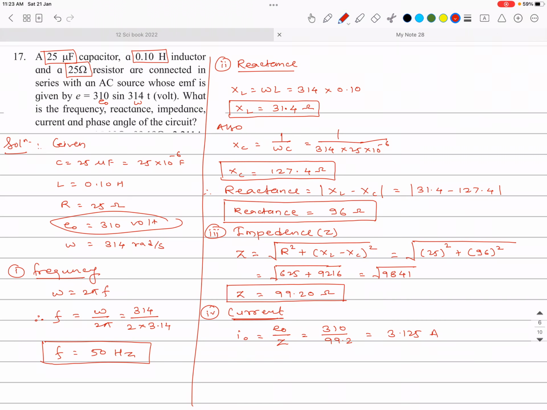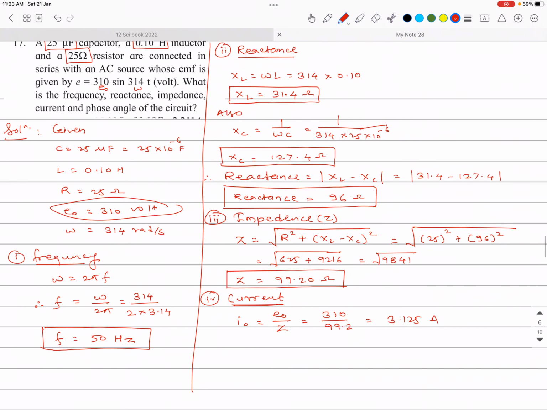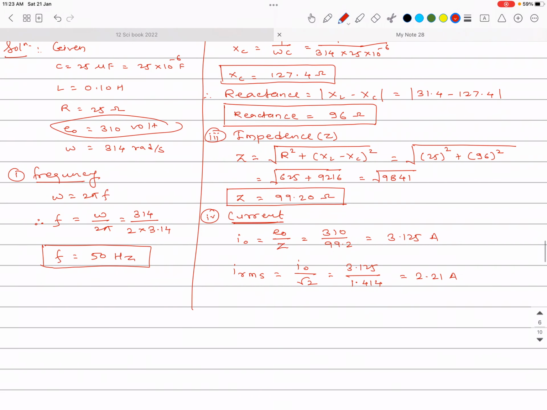But we have to find out RMS current. So RMS current, IRMS, we can write peak value divided by root 2. So peak value is 3.125 divided by root 2 which is 1.414. After simplifying this, we get an answer for the RMS value of the current, 2.21 ampere. So IRMS is 2.21 ampere. So this is the RMS current.